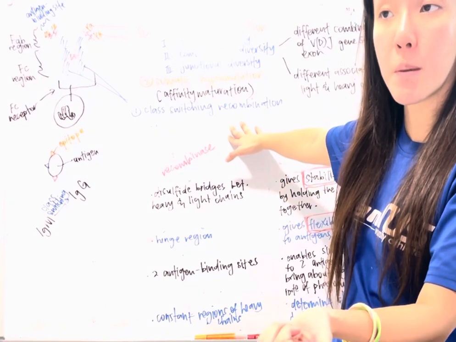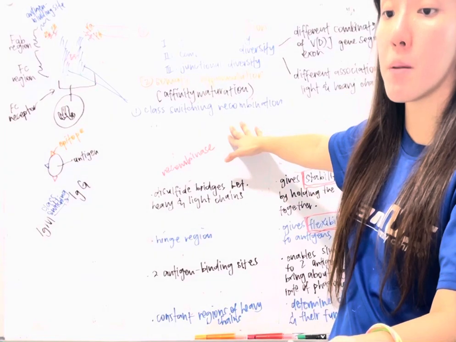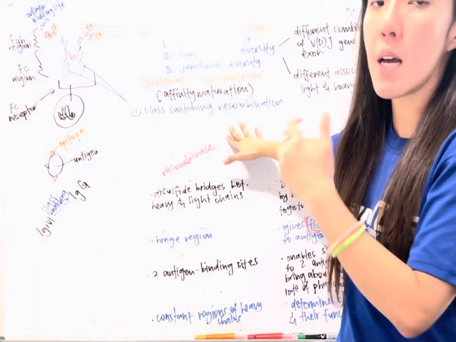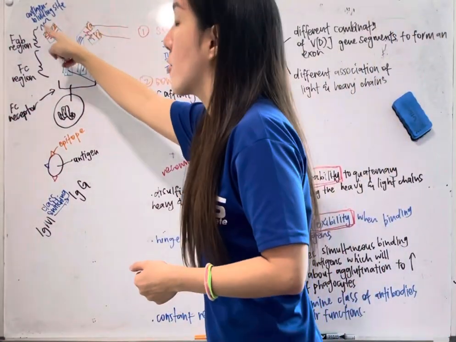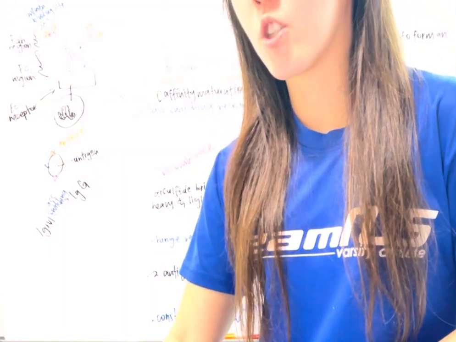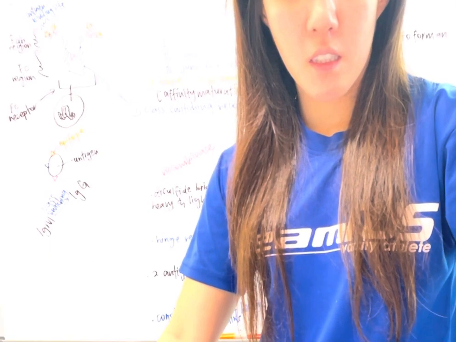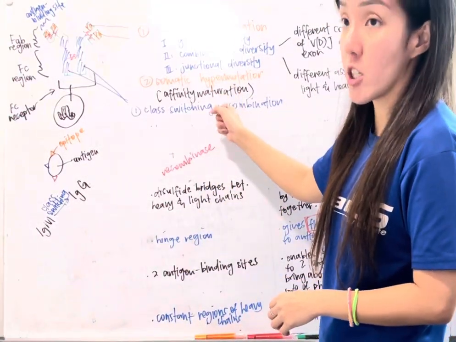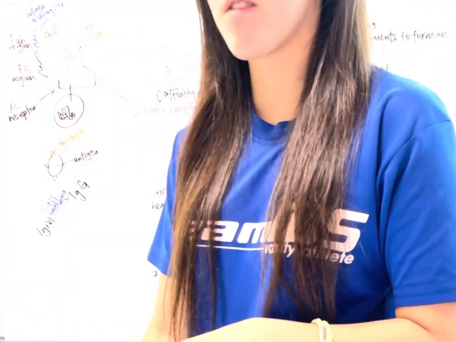Some can be for the purpose of neutralization, some for opsonization, some for complement activation. That's what I mean by different effector functions for the same antigen specificity, because they all still have the same variable regions or antigen binding sites. So this is what class switching is about. I repeat, this can only occur during activation of your B cells by helper T cells.